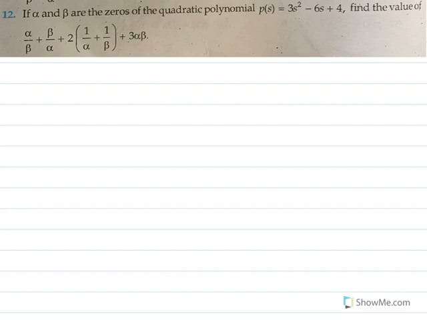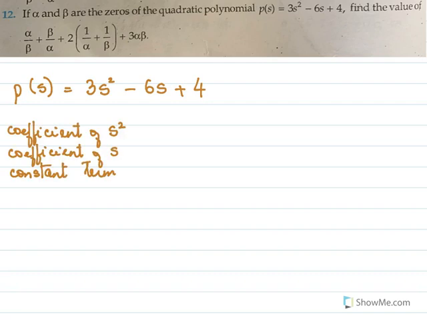If alpha and beta are the zeros of the quadratic, find the value. So our quadratic here is P of S, which is equal to 3s square minus 6s plus 4. So next, the coefficient of s square, which we call a, is equal to 3. The coefficient of s, which is b, is minus 6, and the constant term c is 4.